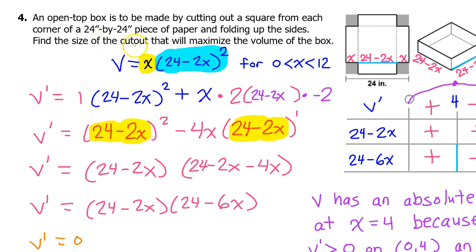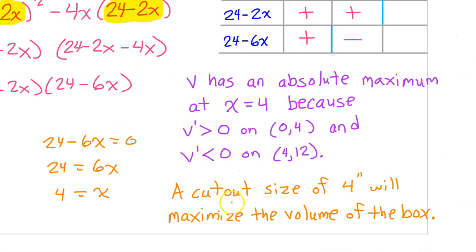Always conclude an optimization problem with a sentence that answers the original question. We were supposed to find the size of the cutout that will maximize the volume of the box. We conclude by saying a cutout size of 4 inches will maximize the volume of the box.